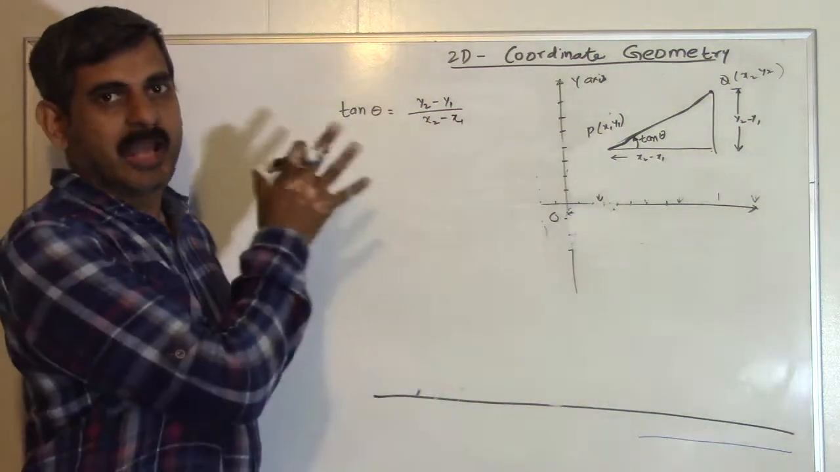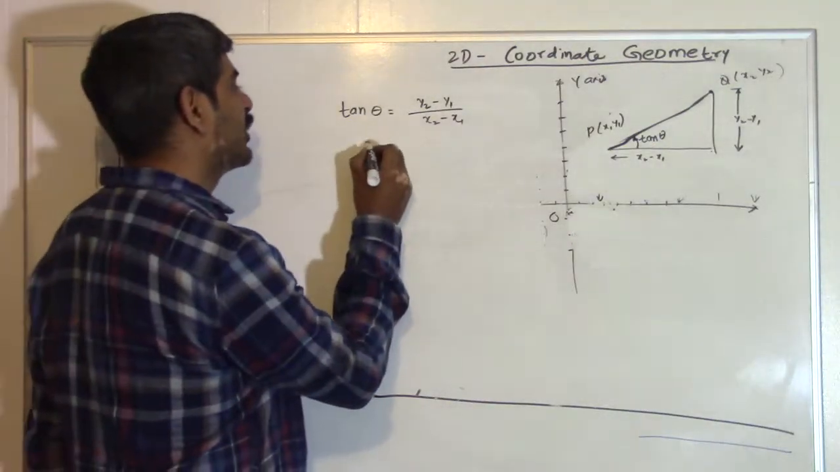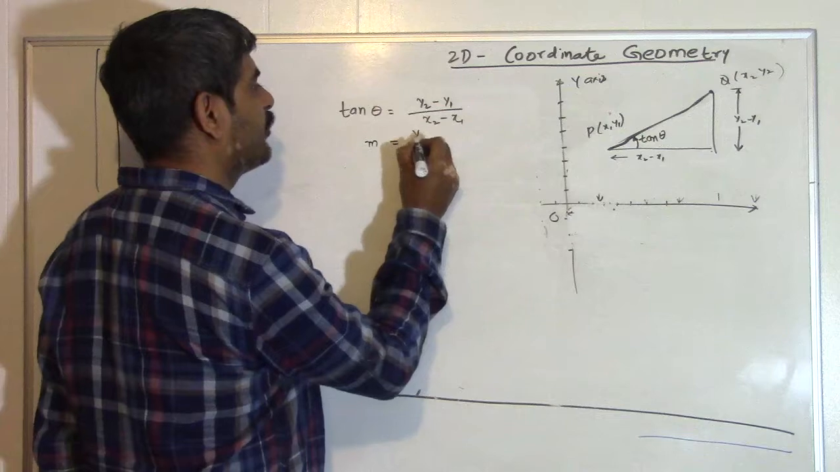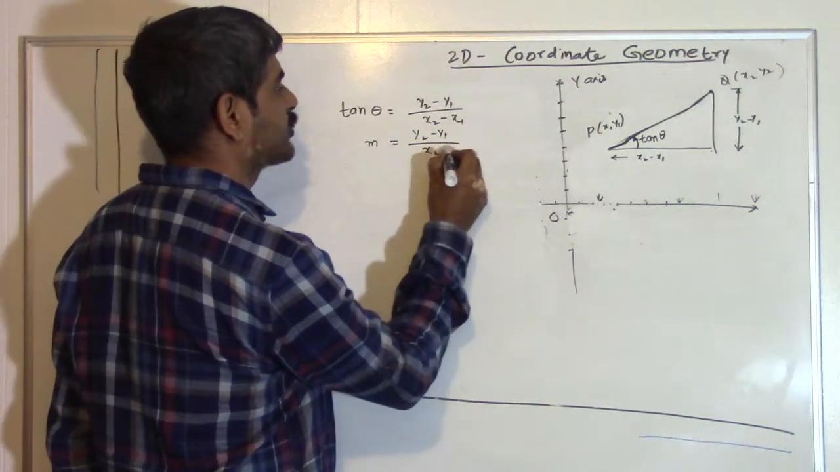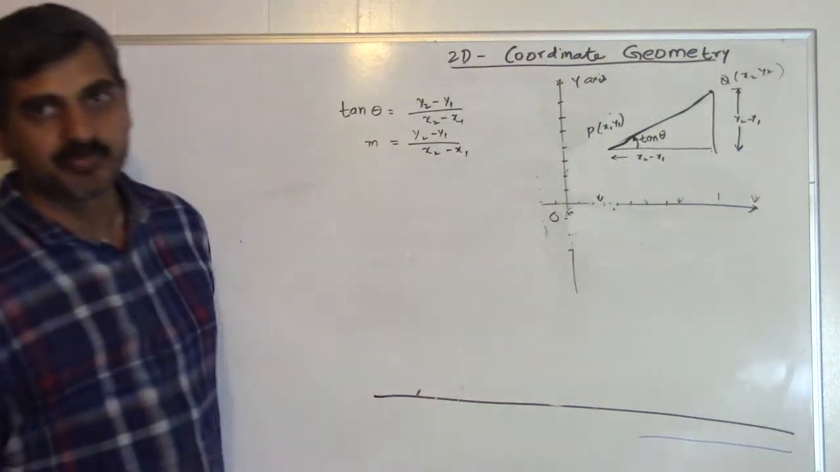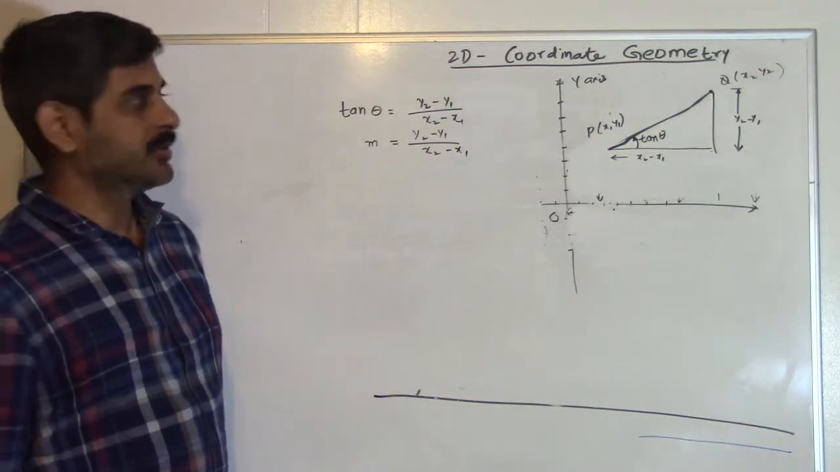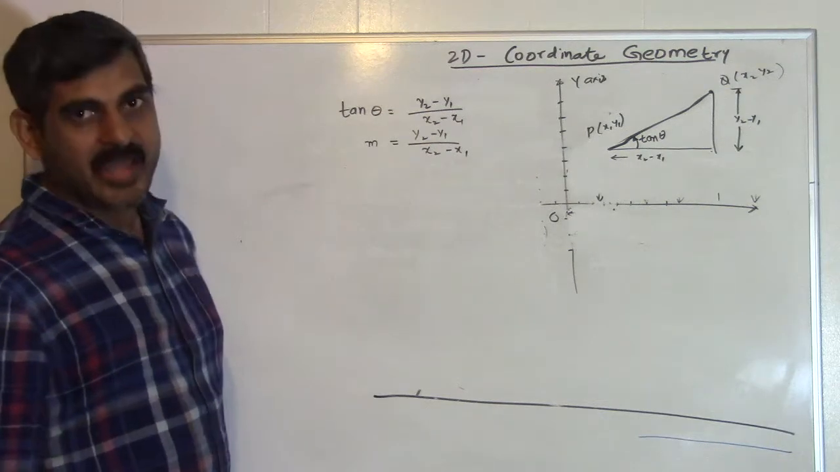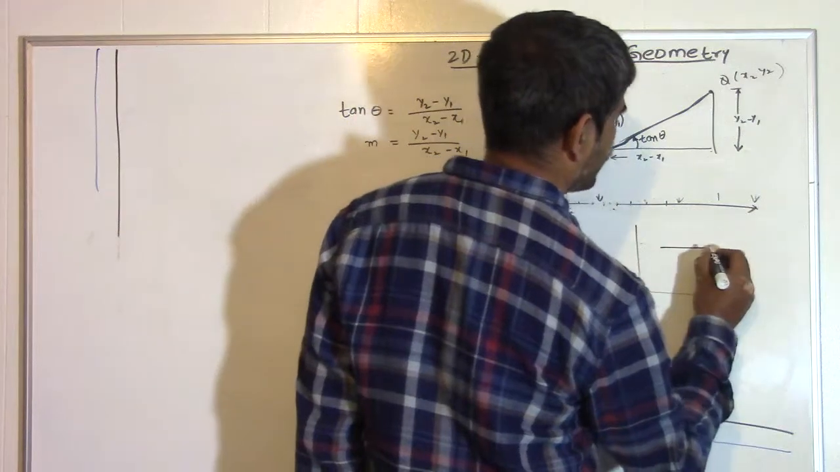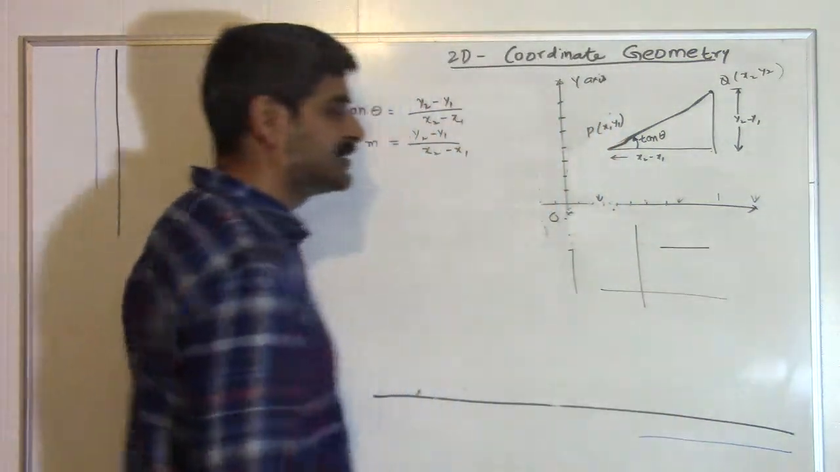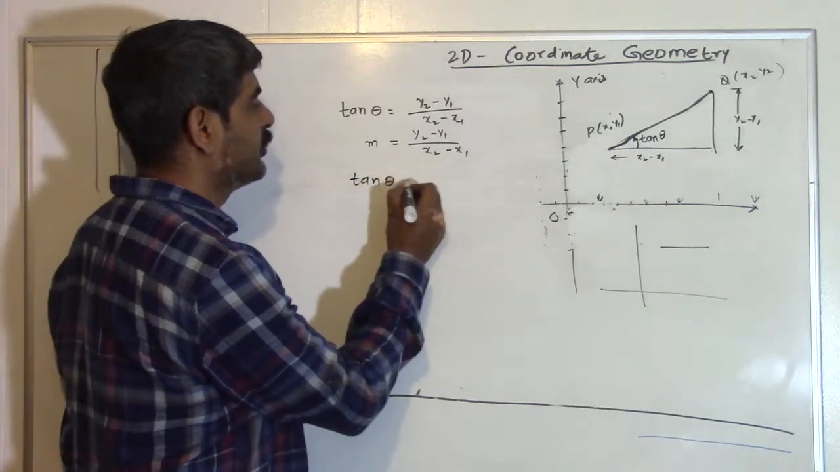And this particular tangent of this angle is given a special name, sometimes called gradient, and it is written as m. m is equal to y2 minus y1 divided by x2 minus x1. There are some special cases. If the line is parallel to the x-axis, then tan theta will be equal to 0.